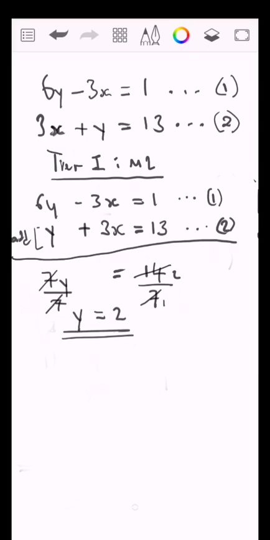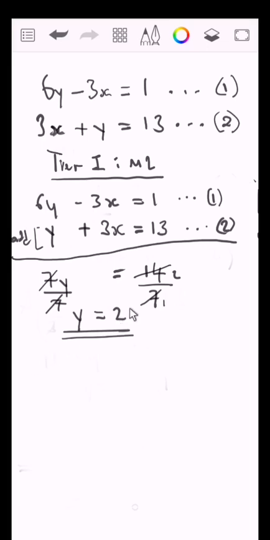Tier number 1. What we are supposed to do is, we are now going to substitute y into either equation 1 or equation 2. In method number 1, we substituted into both in order to prove that it does not matter which equation you choose. But here we are just going to choose either equation 1 or equation 2. So let us choose equation 1.